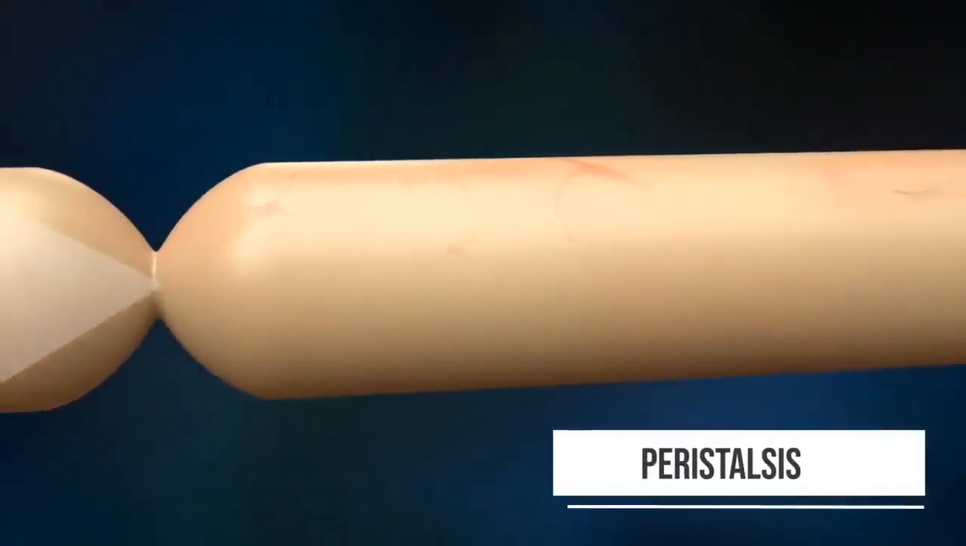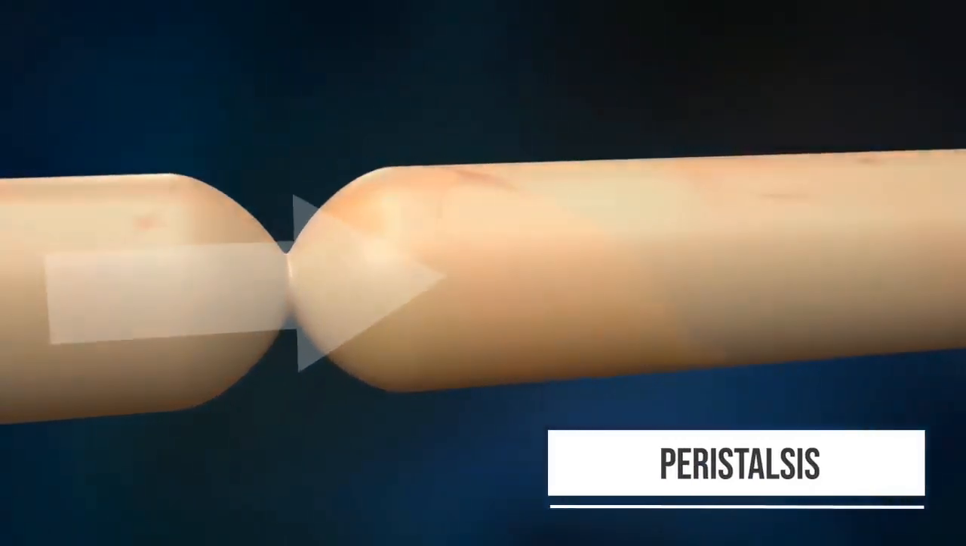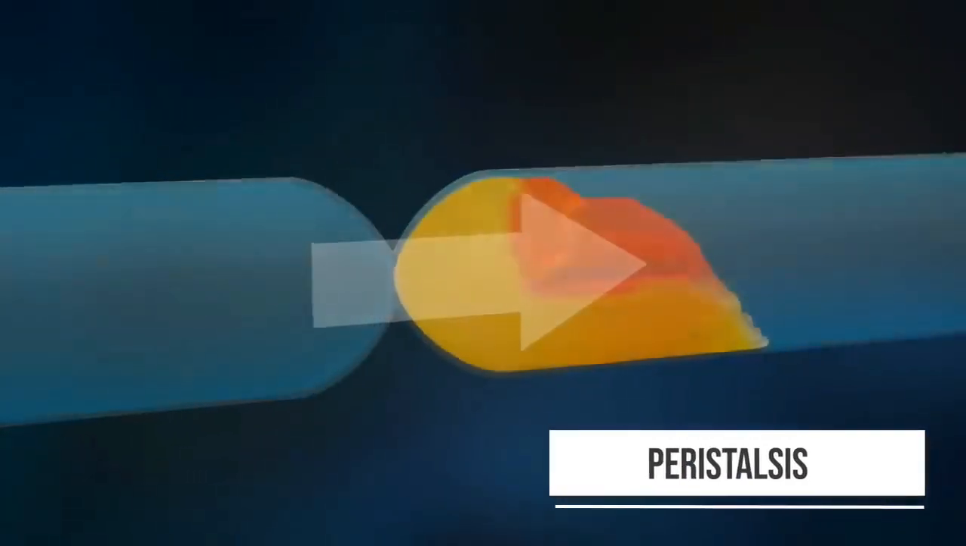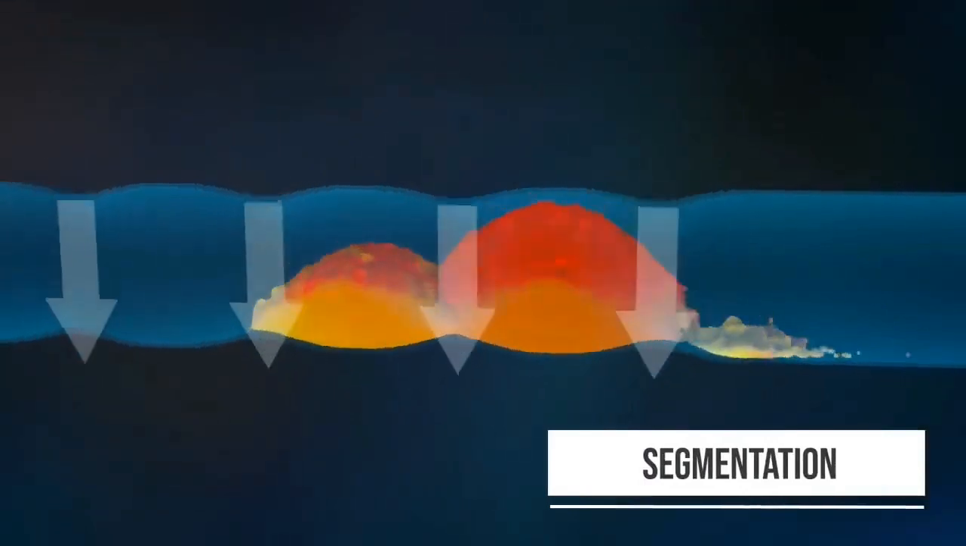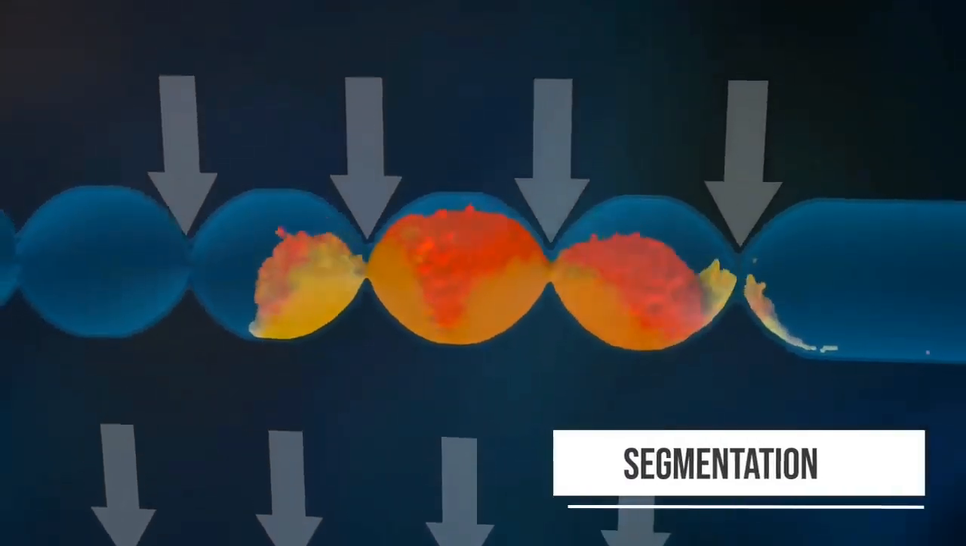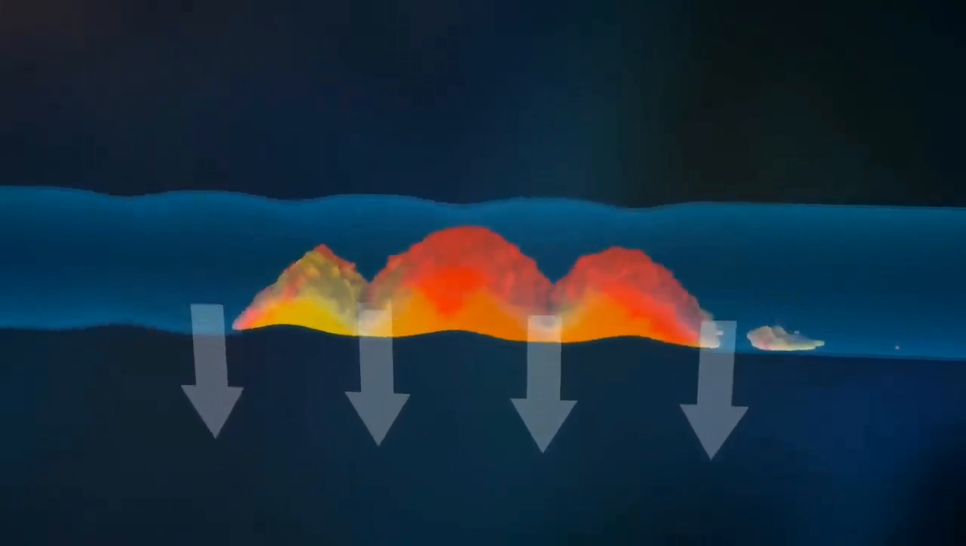Here the peristalsis occurs. As with the esophagus, the food is transported by the peristalsis. In contrast, segmentation contractions serve to mix the chyme, which is shown here in yellow and red to make it easier to see the mixing process.